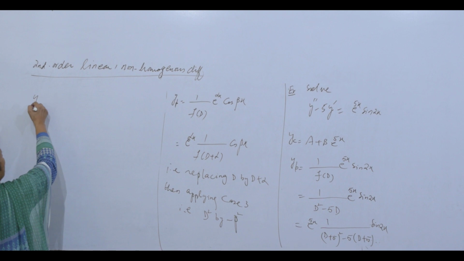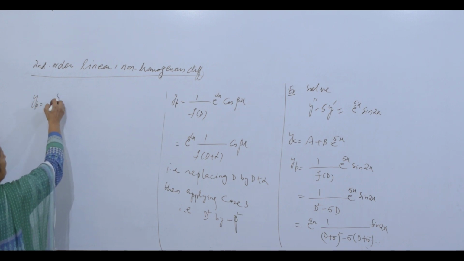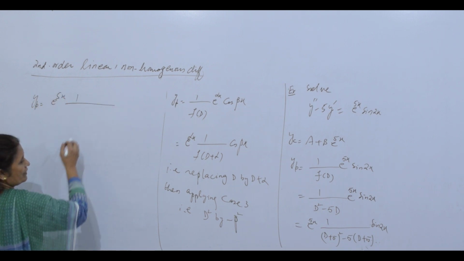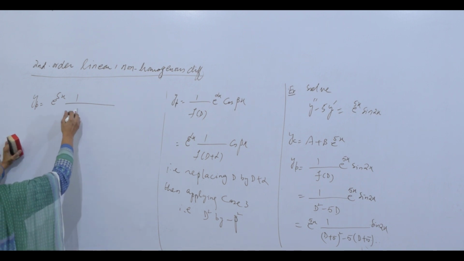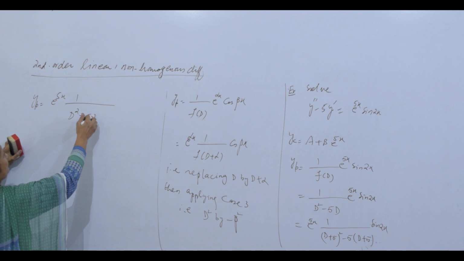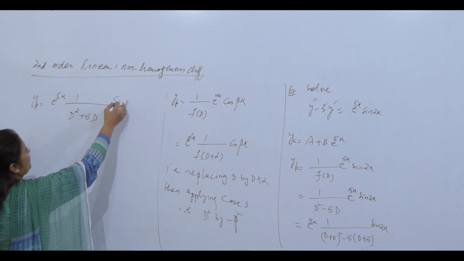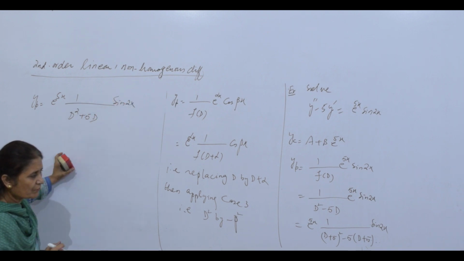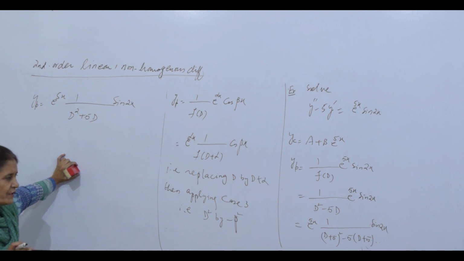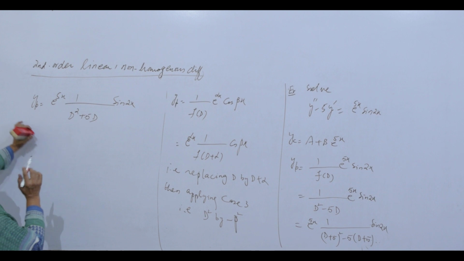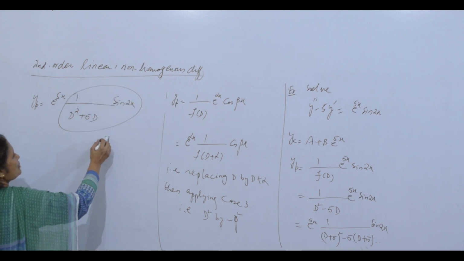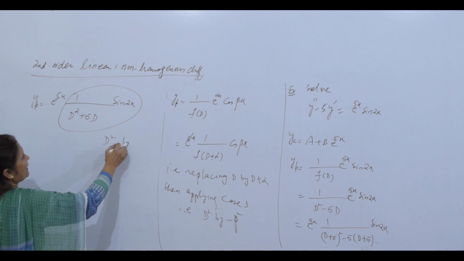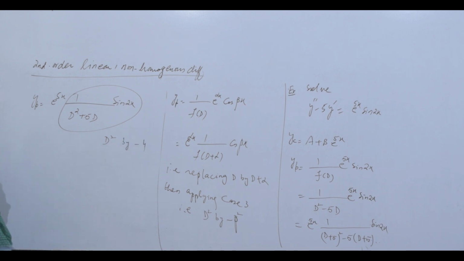So yp is equal to e^5x times 1 over the denominator. Let me simplify the denominator. I'll get D squared plus 5D, and then sin 2x. You have to simplify the denominator, because in the previous question I already simplified this. Now you have to apply case 3. Case 3 states: replace D squared by minus 4, if you remember.